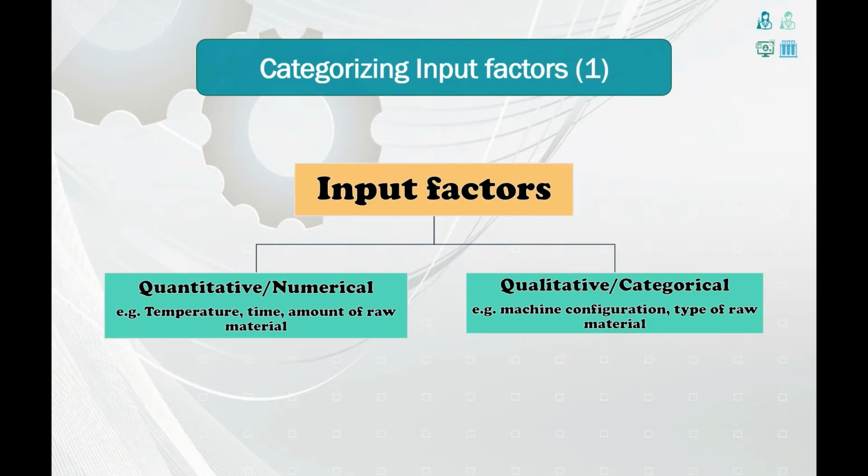Quantitative factors are those that can occur on a naturally ordered scale. For example, time, the weight or volume of a particular raw material, or temperature are examples of quantitative factors. On the other hand, categorical factors are those that do not have a natural order to them, such as the type of raw material or machine configuration.